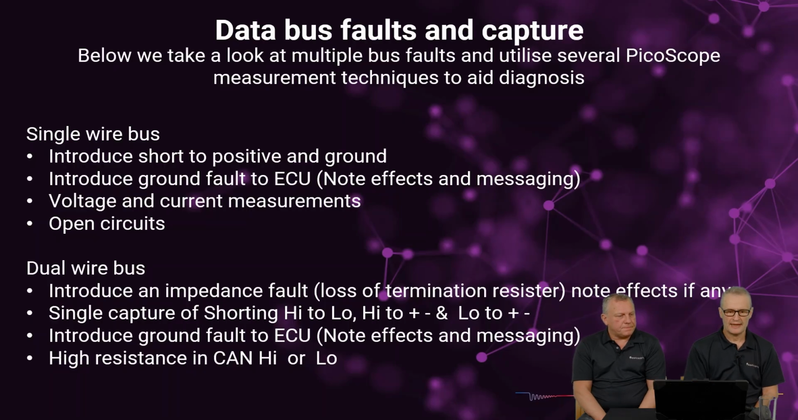And you will see how we can change the voltage levels on the buses, and yet still we've got communication. Again, introducing ground faults, high resistances as well in both CAN high and CAN low, and the influence they have on the vehicle. So we'll move on now into the workshop, and we'll run through those practical examples. Thank you for watching.